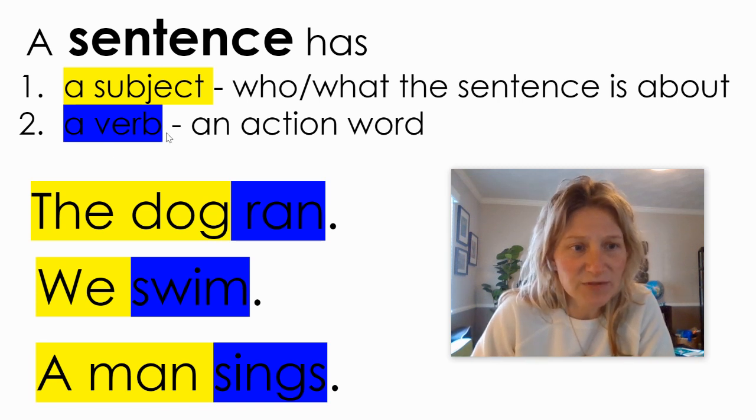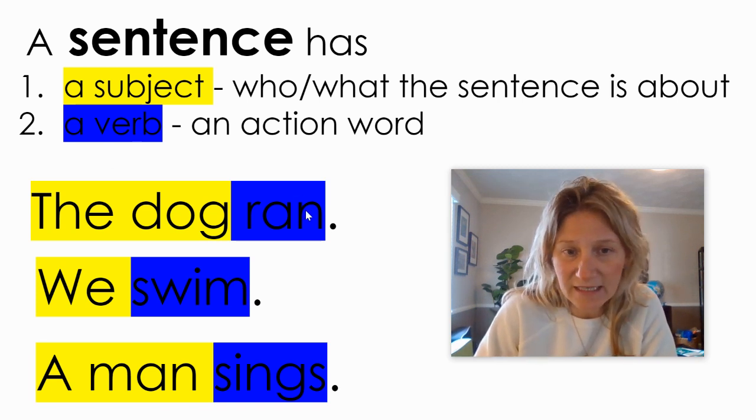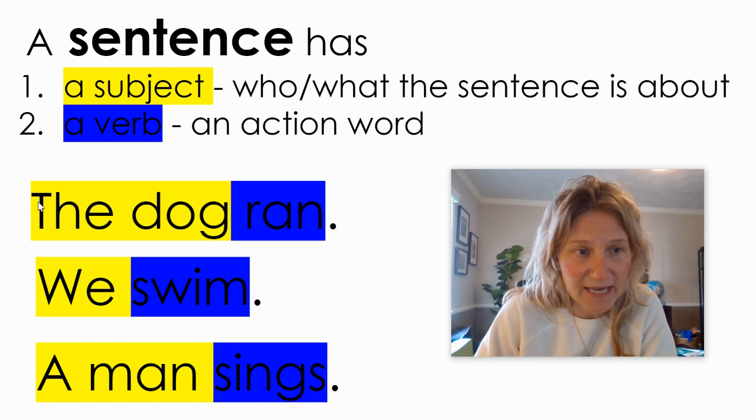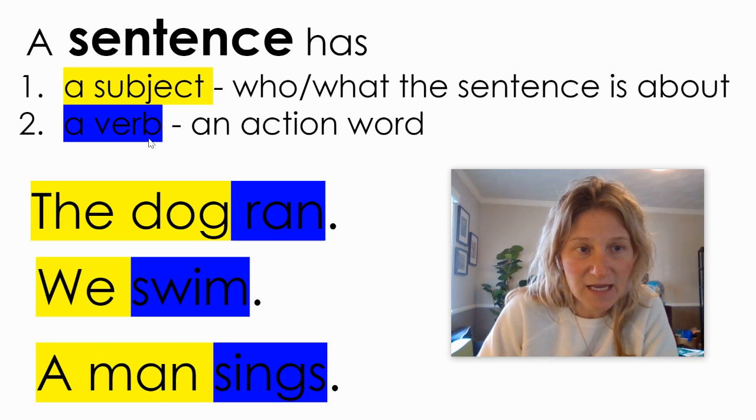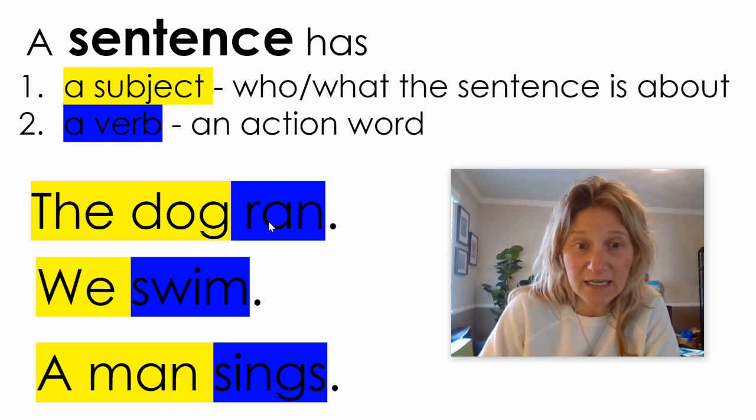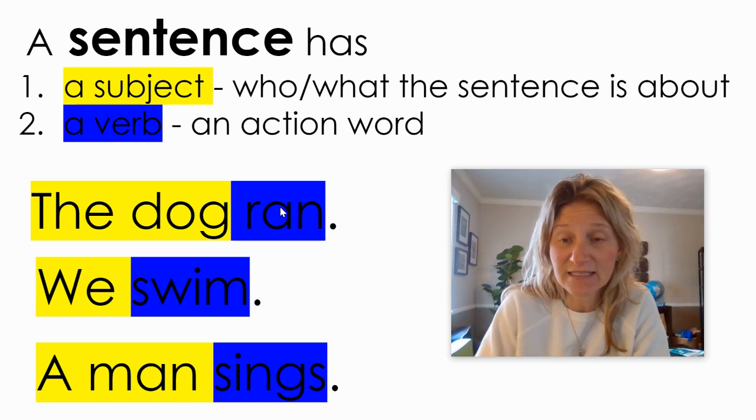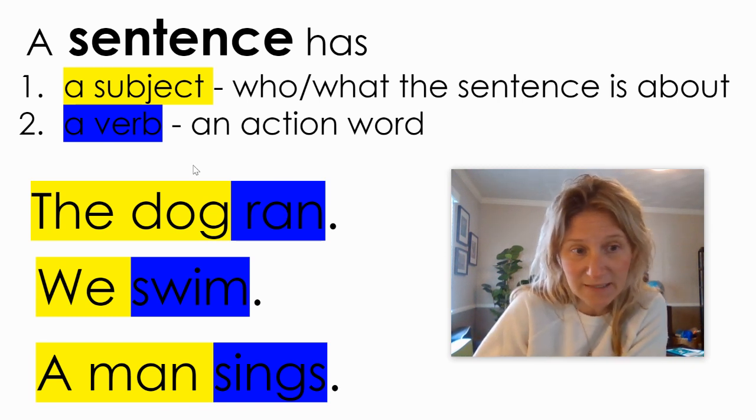So let's look at these examples together. The dog ran is my very first sentence here. I've got a capital T, that's my capital letter. I've got a punctuation mark at the end. I highlighted the dog in yellow because the dog is the subject. The dog is who the sentence is about. And the verb is ran. What's the action word? What is the dog doing? He's running. Or this verb, ran, actually means past tense. It means it happened in the past.